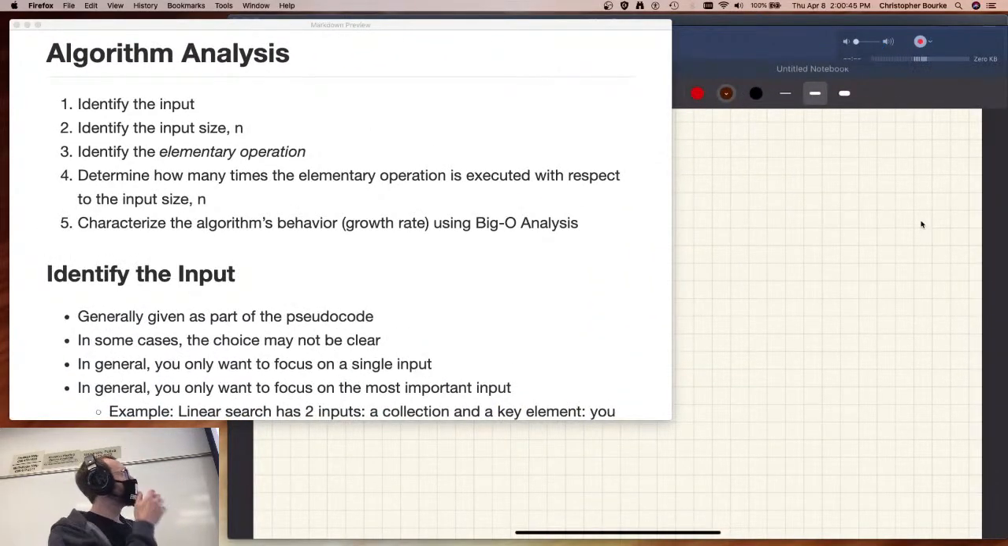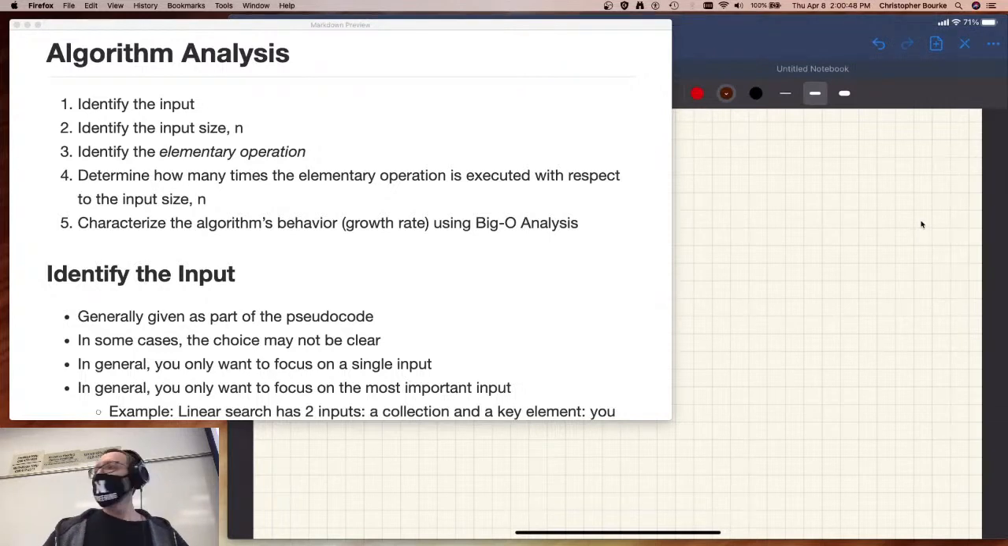So remember that there is a 5-step process that I'm giving you, where you identify the input, you identify the input size, you identify the elementary operation, and you determine how many times that elementary operation is executed with respect to the input size. And then finally, something that we'll get into next week, step 5, is you provide a big O asymptotic analysis of that algorithm.